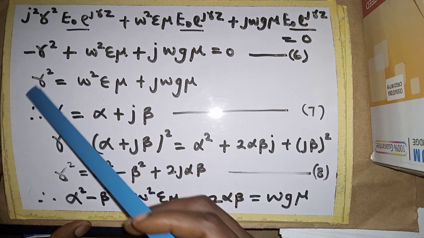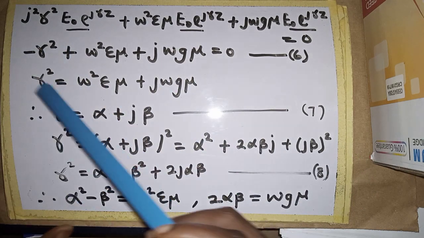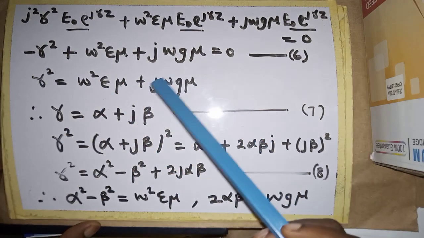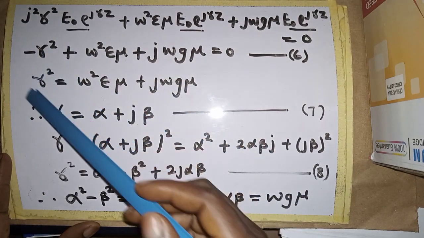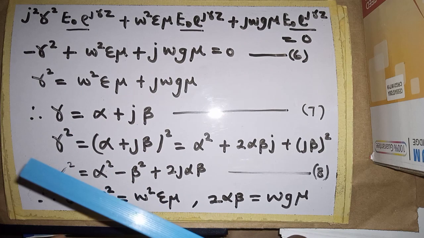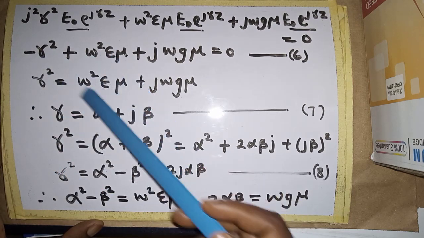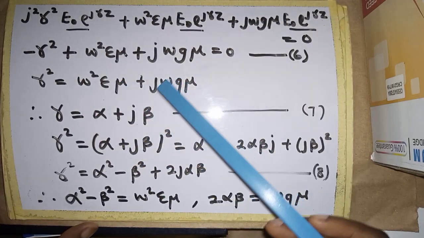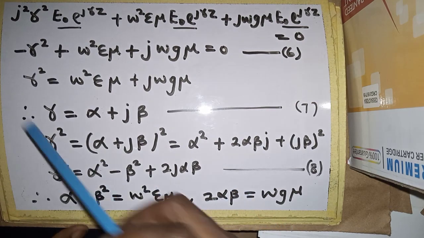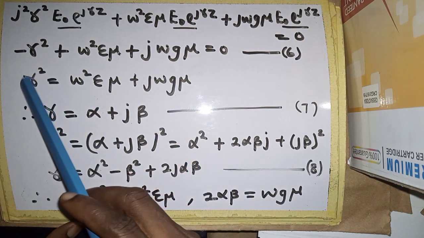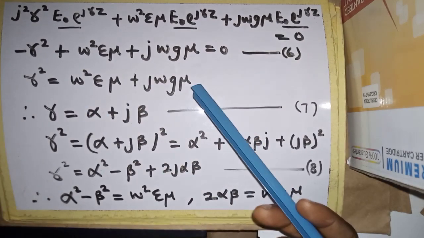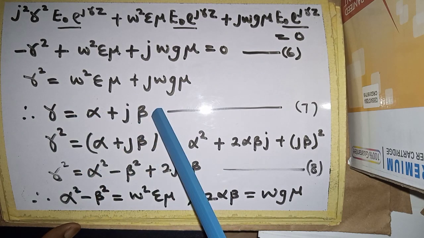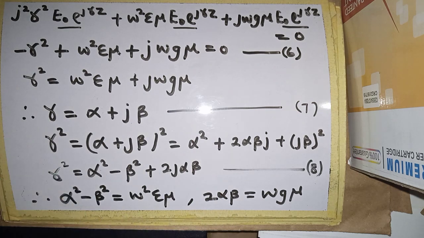Now we'll make this one the subject of the formula, and it gives us this expression. Remember that our aim is to determine the value of gamma. From this expression, we can tell that gamma is going to be a complex number, because gamma squared is already equal to this expression plus the complex parts. So we can say this part is a real part, this part is a complex part. So from this point where we have our gamma squared equal to this, we observe that it's a complex number, and as a result, we can infer that gamma is going to be equal to alpha plus jβ, where this expression is the expression for a complex number.